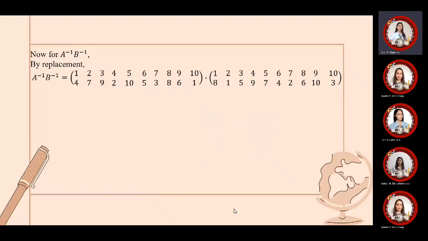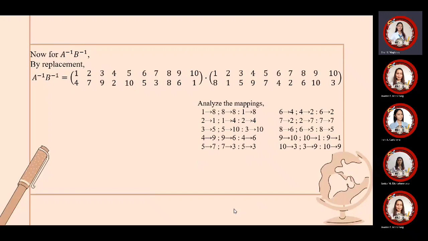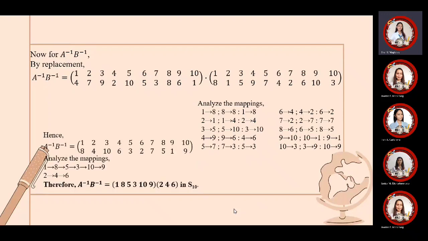So now for inverse of A times inverse of B, by replacement. By analyzing the mappings, we will have 1 maps to 8, 2 maps to 4, 3 maps to 10, 4 maps to 6, 5 maps to 3, 6 maps to 2, 7 maps to 7, 8 maps to 5, 9 maps to 1, and 10 maps to 9. So the one-line notation is 1, 8, 5, 3, 10, 9, and 2, 4, 6.